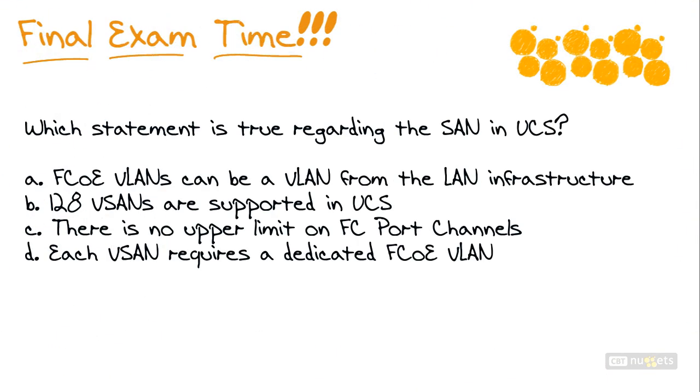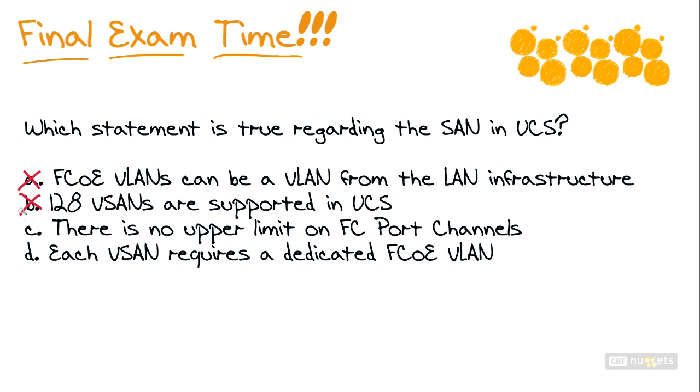So we love it. It's a little final exam time here in this nugget. Which statement is true regarding the SAN in UCS? Fibre Channel over Ethernet VLANs can be a VLAN from the LAN infrastructure. No. We know these are going to be separate and distinct and they can't overlap with those LAN VLANs. 128 VSANs are supported in UCS. No, I think we discovered 32 VSANs can be active in the UCS infrastructure. In fact, I'm double checking that number right now. Yes, the maximum number would be 32.